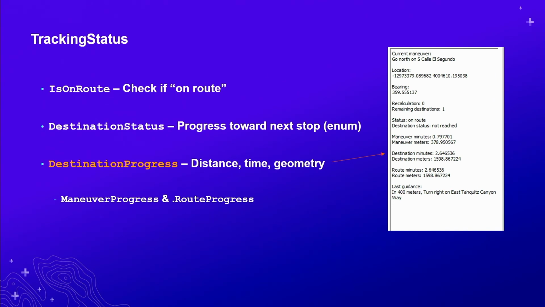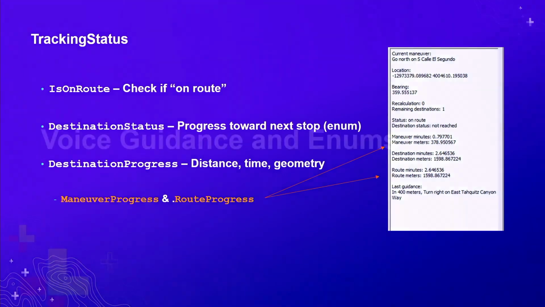So you can see from the graphic on this slide, we're showing that, and this is from the first demo, and it gives us the minutes and meters to the next destination. And that was, if you recall, updating as each new GPS point came in. Similar to the destination progress, you can get distance, time, and geometry either for the present maneuver, so that's different from the destination progress because that's to the stop. This is for a specific maneuver, of which there are multiple for a particular path to a destination. And we also have the same thing for the whole route.